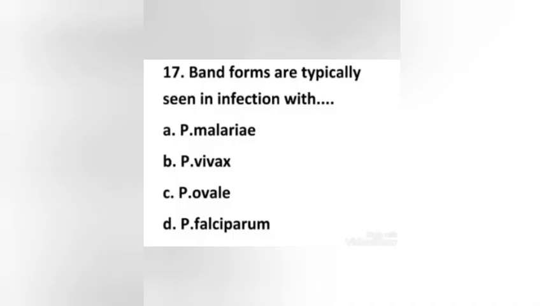Next question. Band forms are typically seen in infection with Plasmodium malariae, Plasmodium vivax, Plasmodium ovale, Plasmodium falciparum. Here the right answer is option A. Band forms are typically seen in infection with Plasmodium malariae.